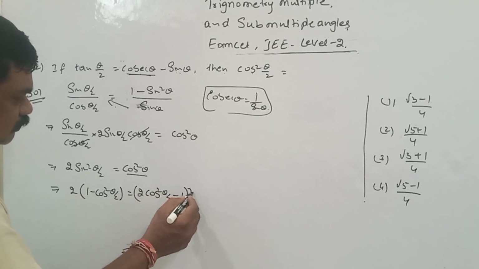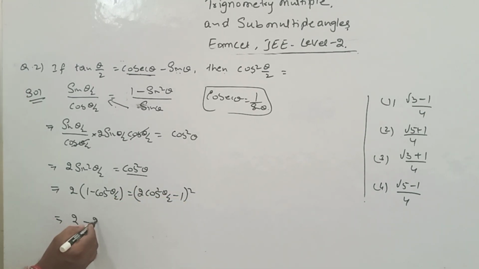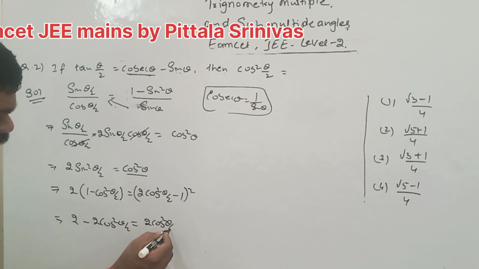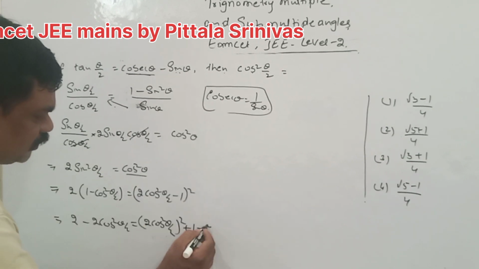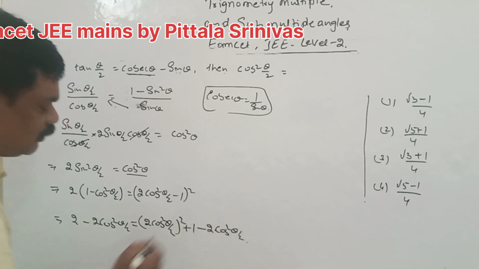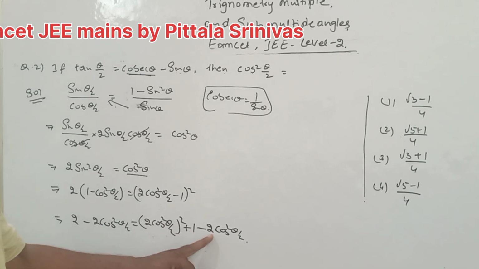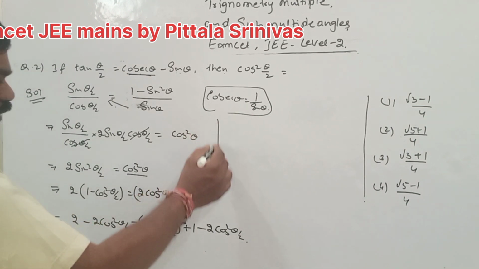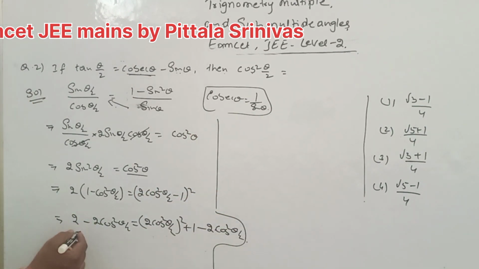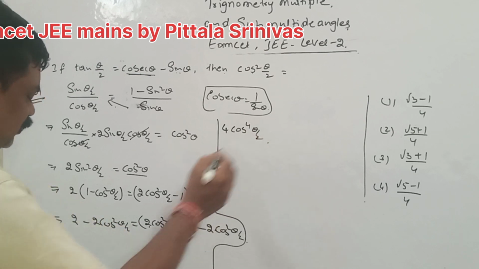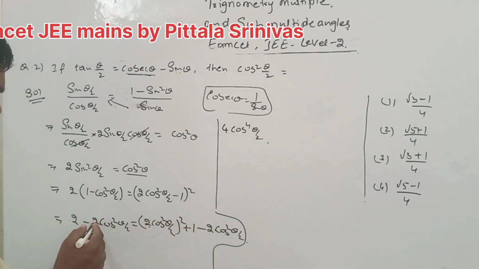minus 1, whole square. This implies 2 minus 2 cos square theta by 2 is equal to (2 cos square theta by 2 minus 1) whole square, that is (2 cos square theta by 2) whole square plus 1 minus 2 into 2 cos square theta by 2. In the form of (a minus b) whole square, I expand it as a square plus b square minus 2ab. So what will we have?